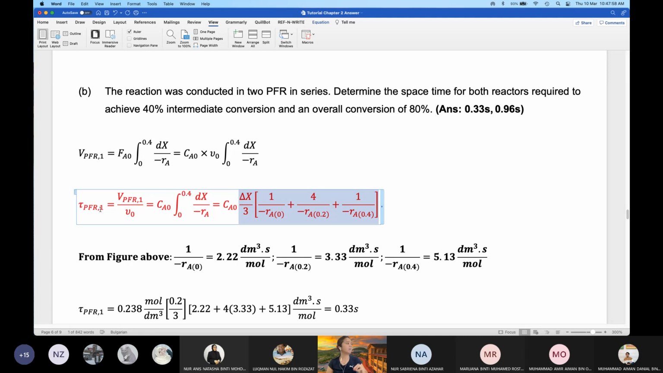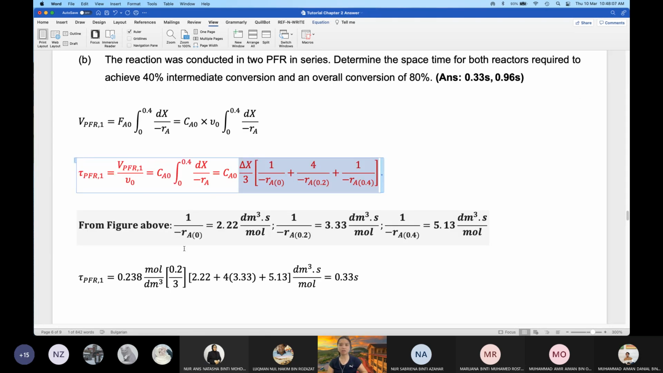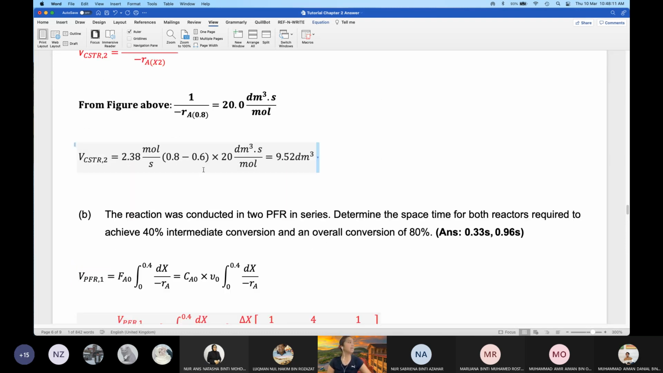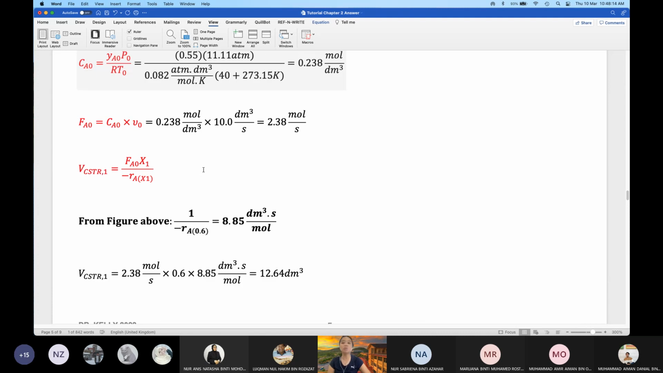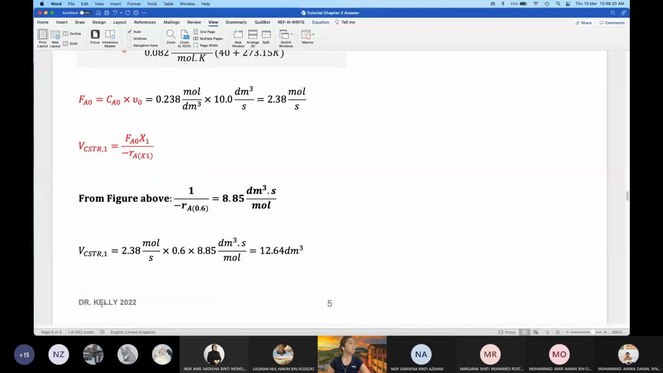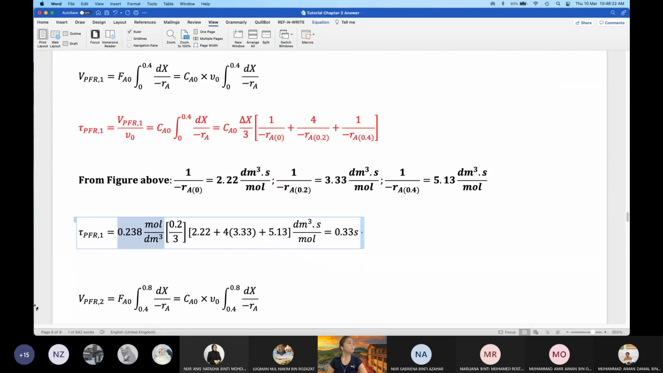So now I can already find directly my space-time. Space-time sama dengan CA0 darab dengan Simpson one-third rule. Pengiraan Simpson one-third rule tu masih sama. Meaning, first of all, CA0 kita guna yang asal dari part A yang tadi, masih boleh guna sebab tak ada perubahan tekanan, suhu, so on. The CA0 is still the same, 0.238. Delta X, as I told you, dia daripada 0 to 0.4.